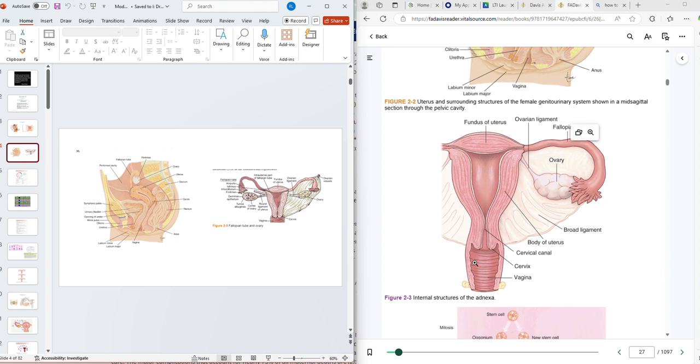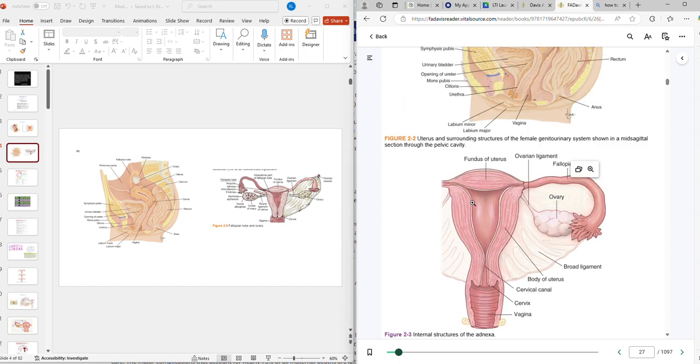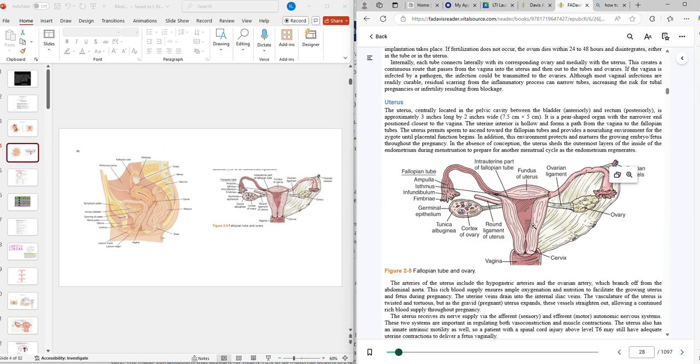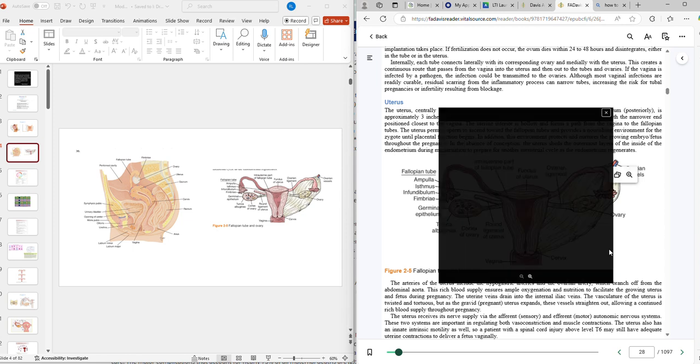So, for your uterus, this is our vagina, the vaginal opening. Our cervix is here at the bottom of our uterus. This is the body of the uterus here. Our fundus is the very top of the uterus. Then we have our fallopian tubes and our ovaries to the side. And you'll see how it goes over. And here's another picture of it.